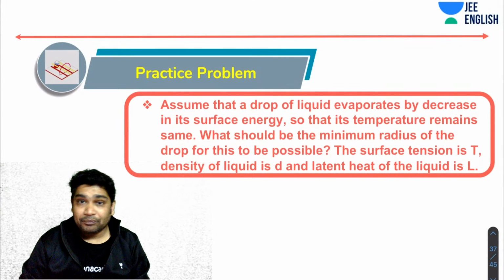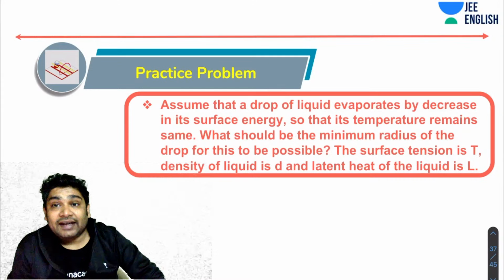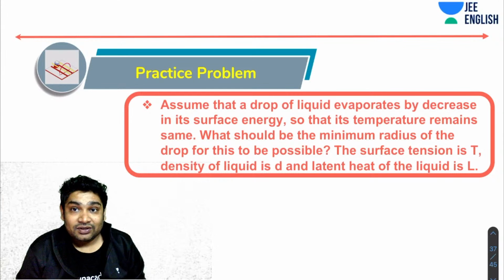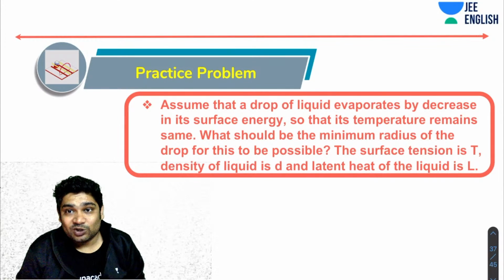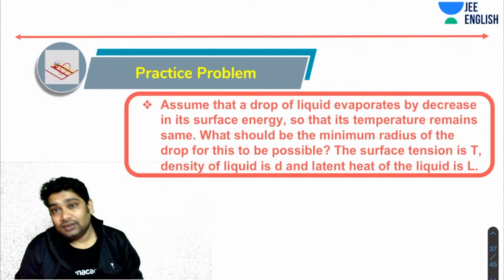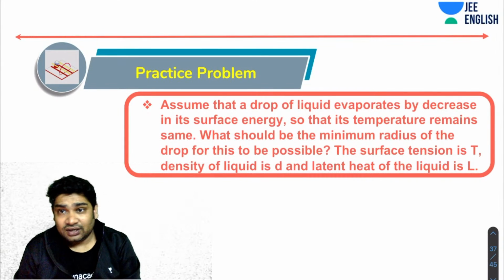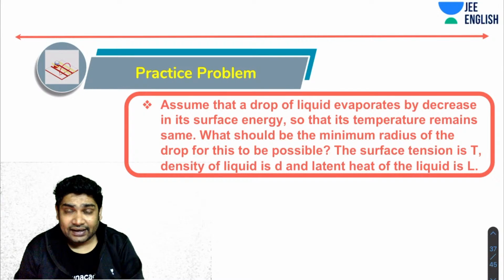ओके, सो एक और सवाल देखते हैं भाई। Assume that a drop of liquid evaporates by decrease in its surface energy so that its temperature remains the same. What should be the minimum radius of the drop for this to be possible? Okay. So you've been told that the surface tension is T and the density of the liquid is D and the latent heat of the liquid is L. Okay, ये try करो.